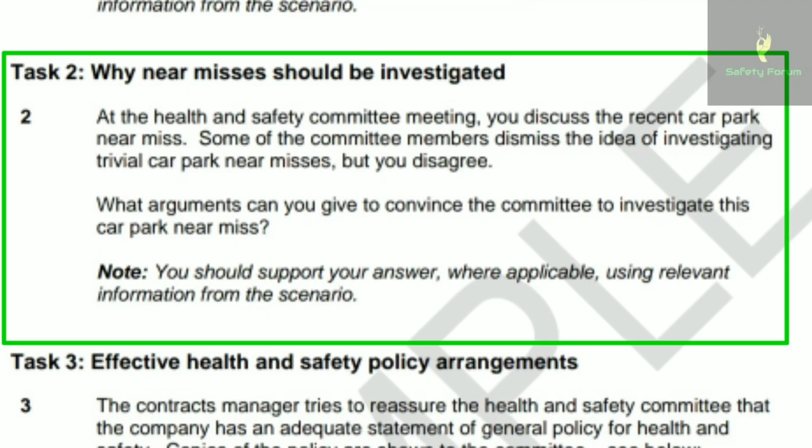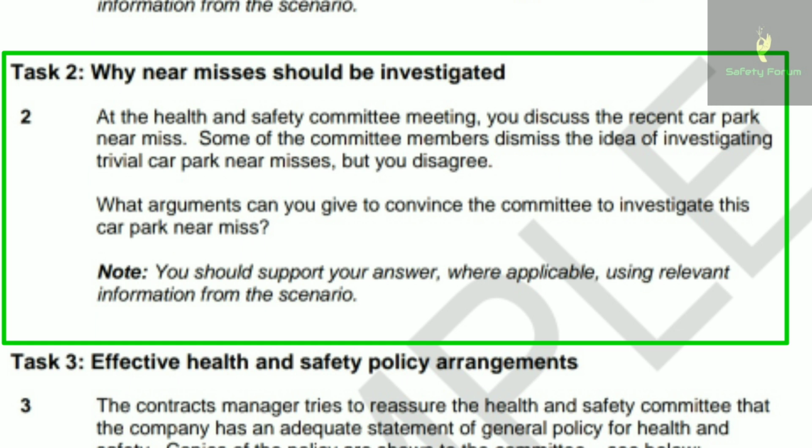Now the second task: why near misses should be investigated. They will ask you a question like, at the health and safety committee meeting you discussed the recent car park near miss, you remember? Some of the committee members dismiss the idea of investigating the car park near miss, but you disagree. They are not interested, the management. But what arguments can you give to convince the committee to investigate this car park near miss? So ultimately they just want to get this answer from your side.